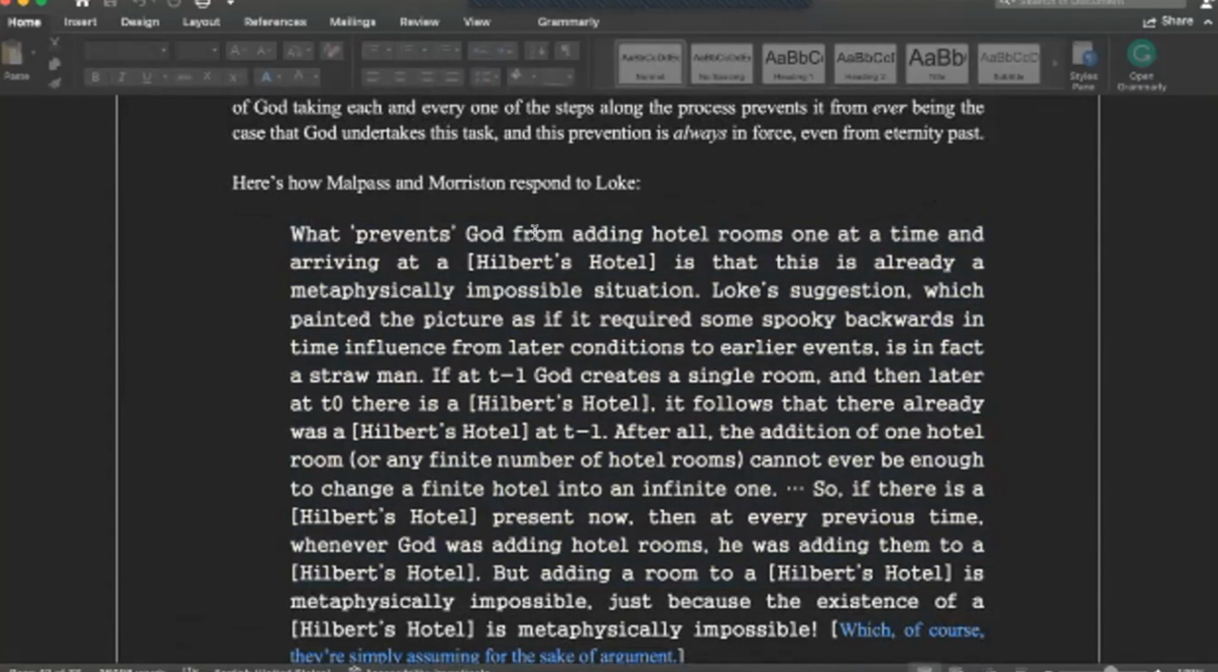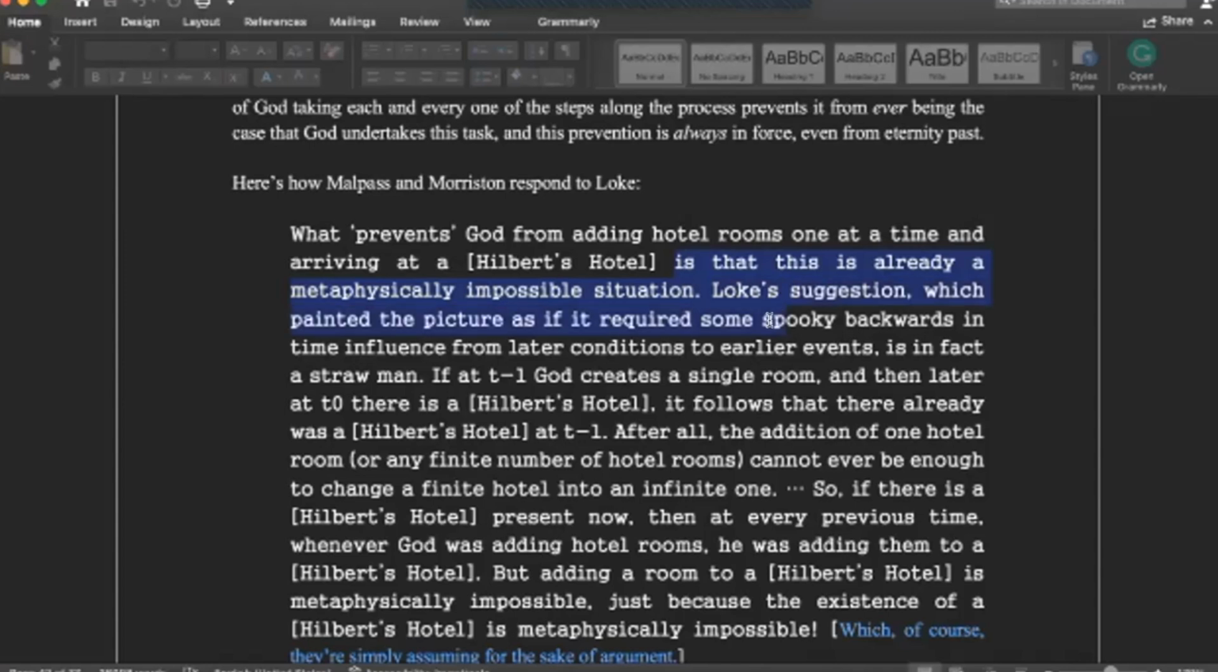What prevents God from adding hotel rooms one at a time and arriving at a Hilbert's hotel is that this is already a metaphysically impossible situation. Locke's suggestion, which painted the picture as if it required some spooky backwards in time influence from later conditions on earlier events, is in fact a straw man.